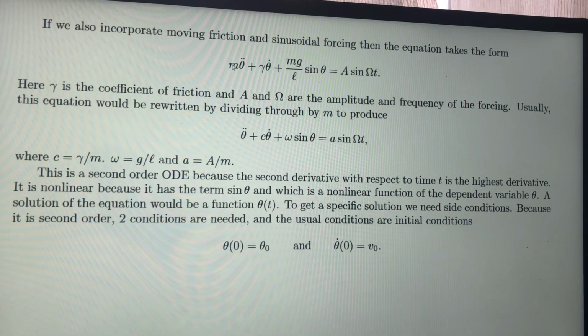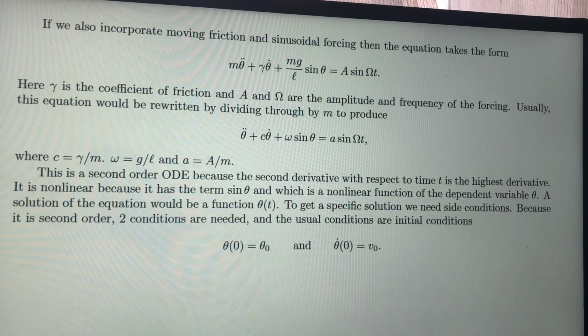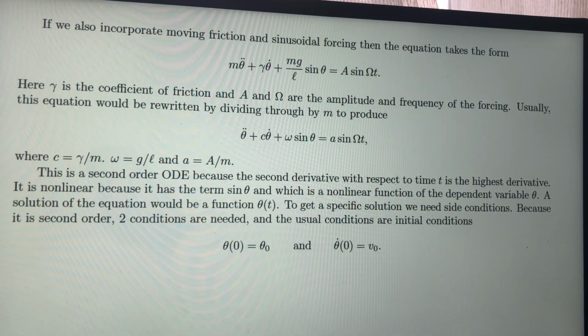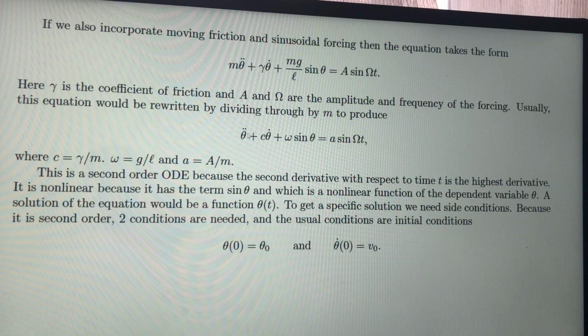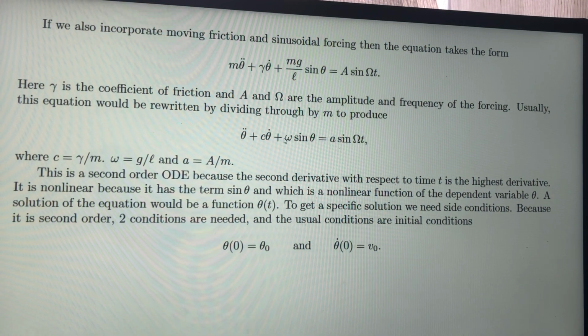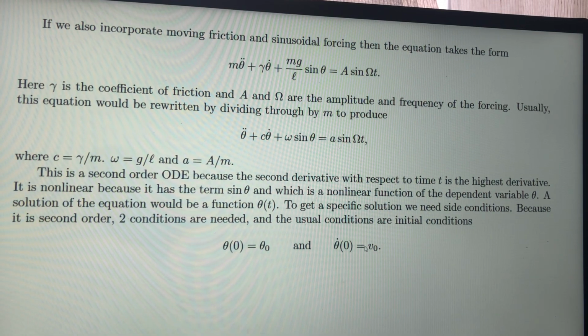But in general, for all differential equations, we first write the standard form. And what does standard form mean? The highest degree coefficient should be 1. That's why we are dividing the equation by m, and this is the standard form of the pendulum motion, which has the moving friction and sinusoidal forcing term. And for these, the initial conditions, the initial displacement and the velocity, are given.